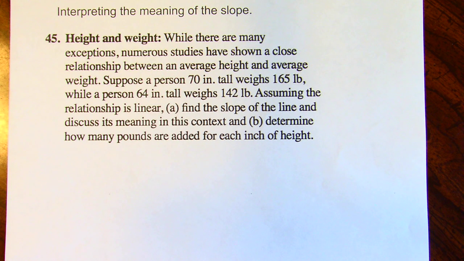So this says, suppose a person is 70 inches tall and weighs 165 pounds. Another person is 64 inches tall and weighs 142 pounds. Assume that the relationship is linear, which of course we know that it's not always, but okay, we'll say it's linear. It says find the slope of the line and discuss its meaning in the context.